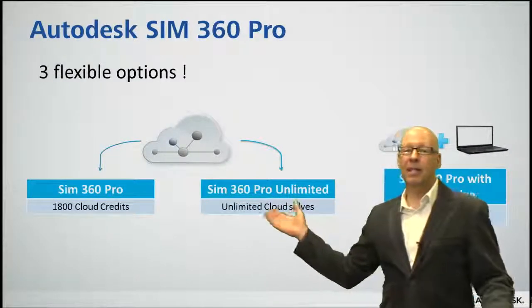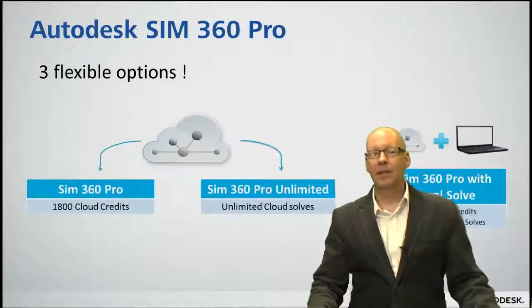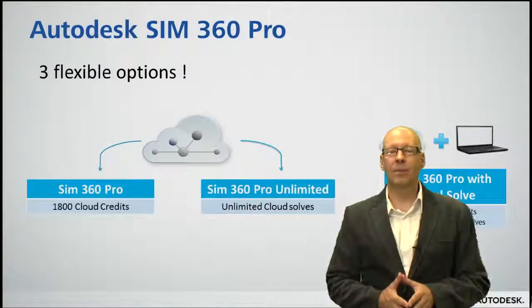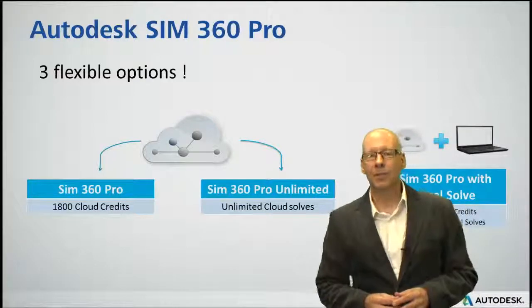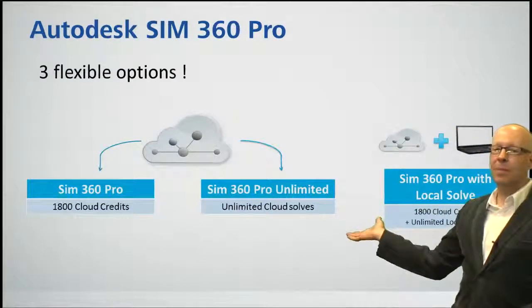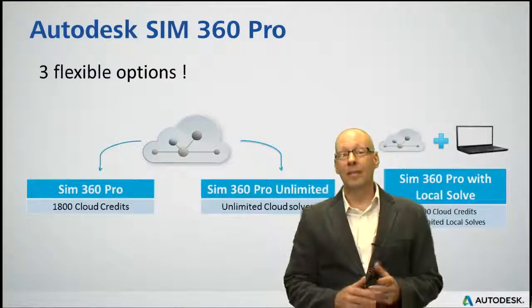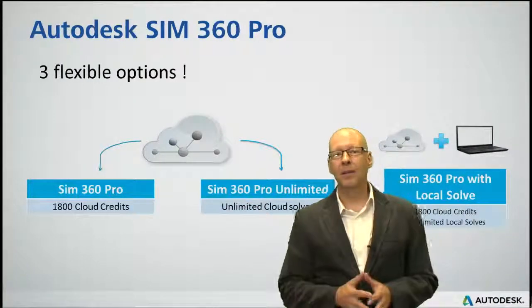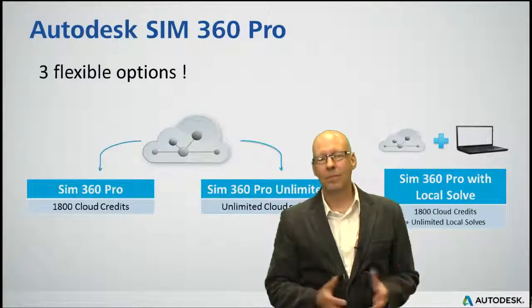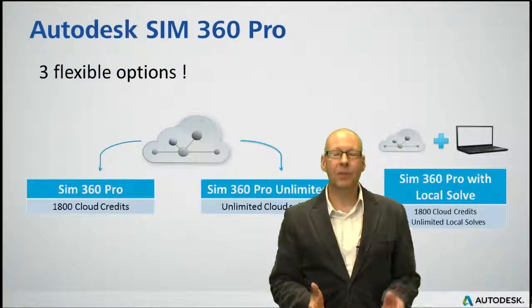The second option is an unlimited solve option, which allows you to basically solve unlimited in the cloud. So there's no limit on the number of jobs that you could do. And then the final option here is Sim 360 Pro with local solve, which is a new option. This allows you to solve either in the cloud using the 1,800 cloud credits that you have, but you can also decide to submit jobs and run them locally on your local machine.